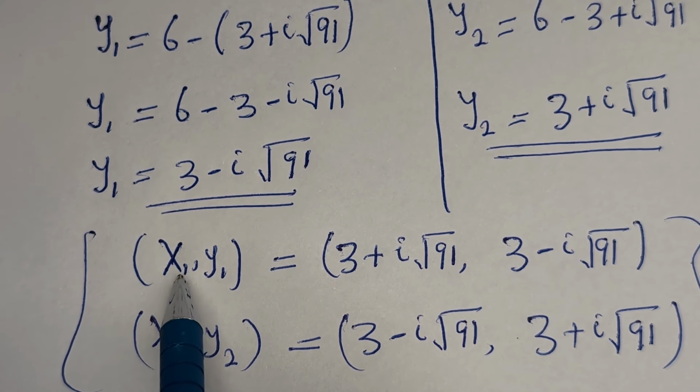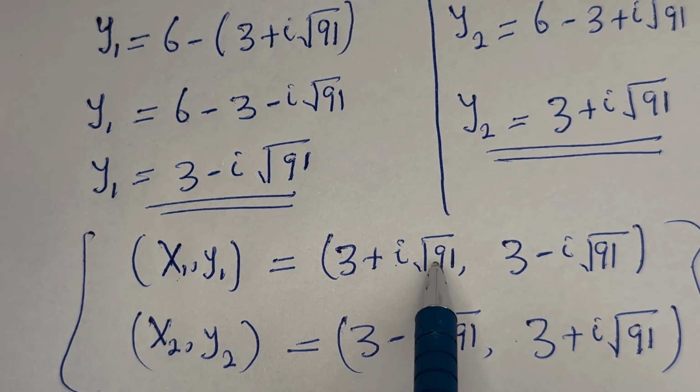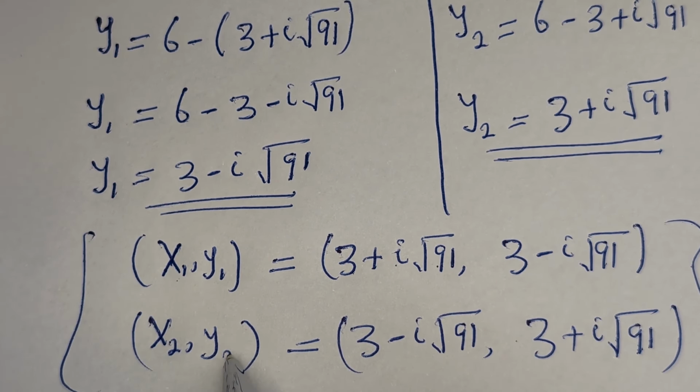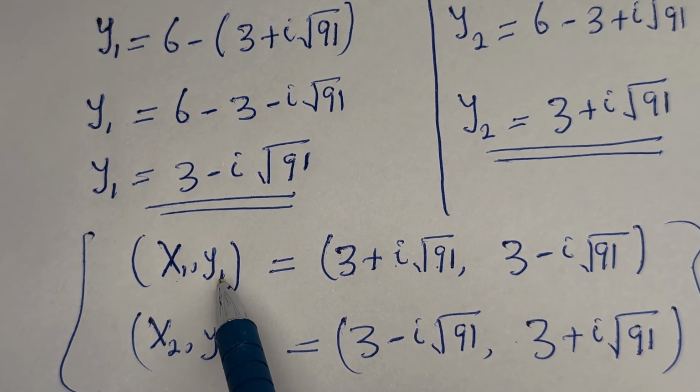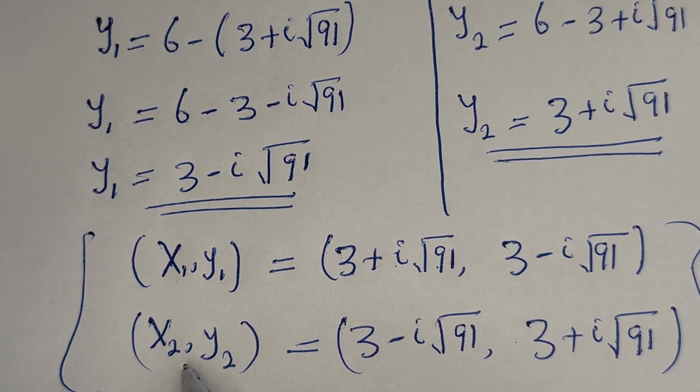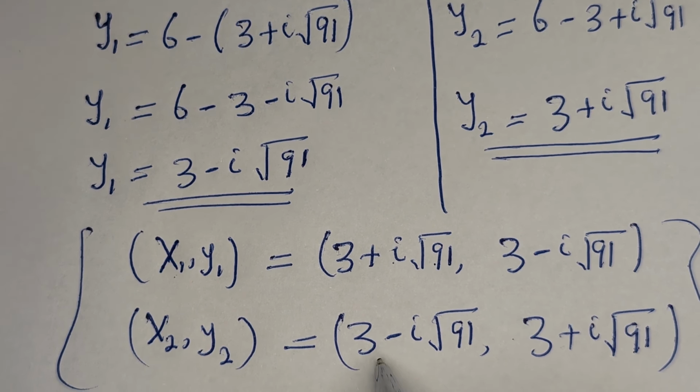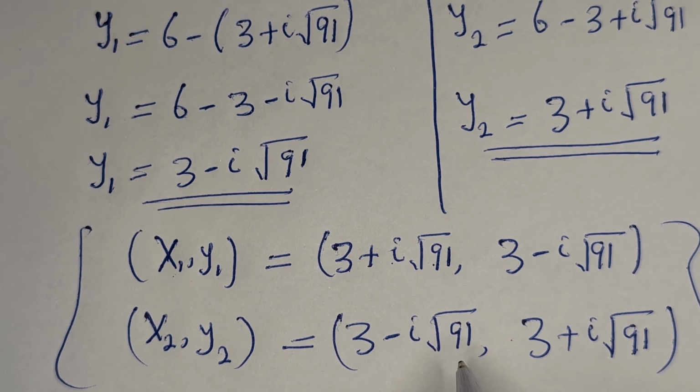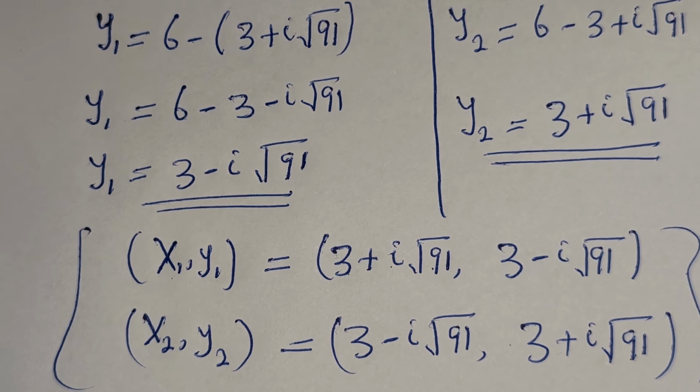You can see that the value of s1 here, which is 3 plus i root 91, is equal to the value of y2 here, which is 3 plus i square root of 91. And the value of y1 here is equal to the value of s2 here, which is also this. We may check to confirm if this answer is right or wrong. Let's check.